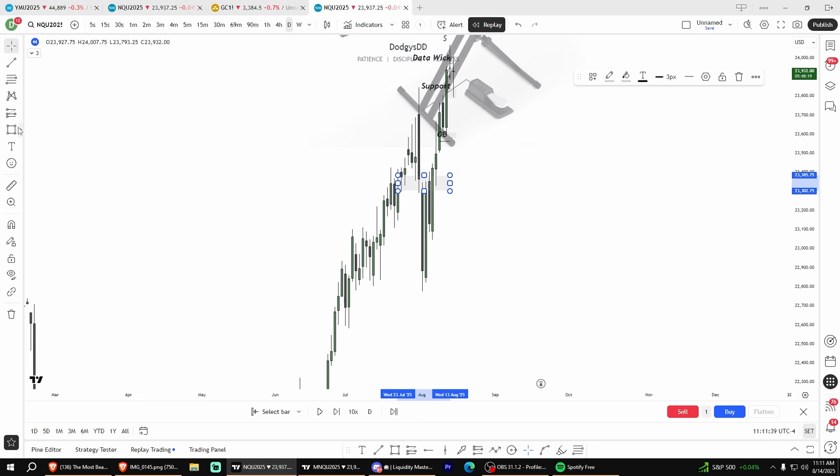What happened? We went to fill it. Daily had a volume imbalance here. What happened? Went to fill it. Daily had a volume imbalance here. What happened? We filled it.